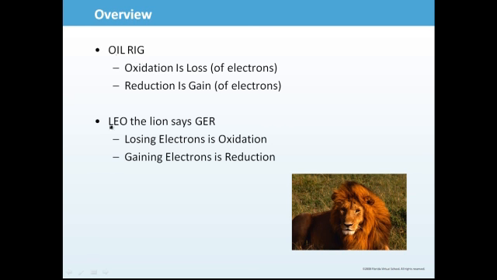For that reason, I personally like the second one. LEO the lion says GER because it has the electrons in there for us. LEO: losing electrons, oxidation. GER: gaining electrons, reduction. All right, but again, whichever one you would like to use to help you remember which one's which, that's perfectly acceptable.